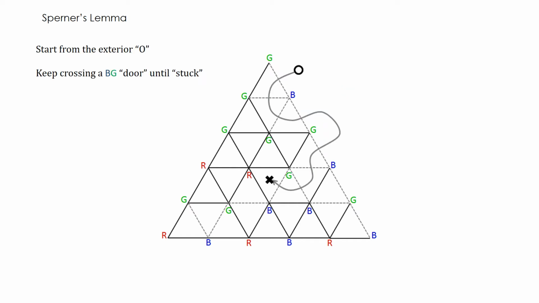So we keep going like this until at some point we are stuck. Here we are stuck because we entered this BG door, so we used it, and now we don't have any way to exit this triangle. This small triangle, I mean.